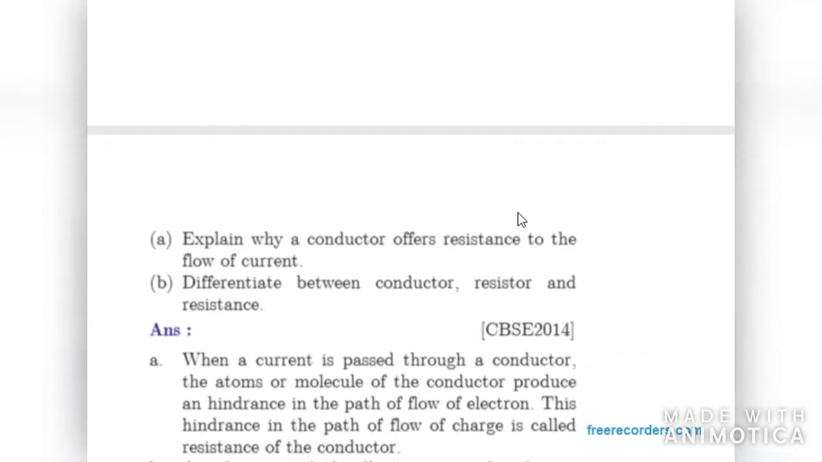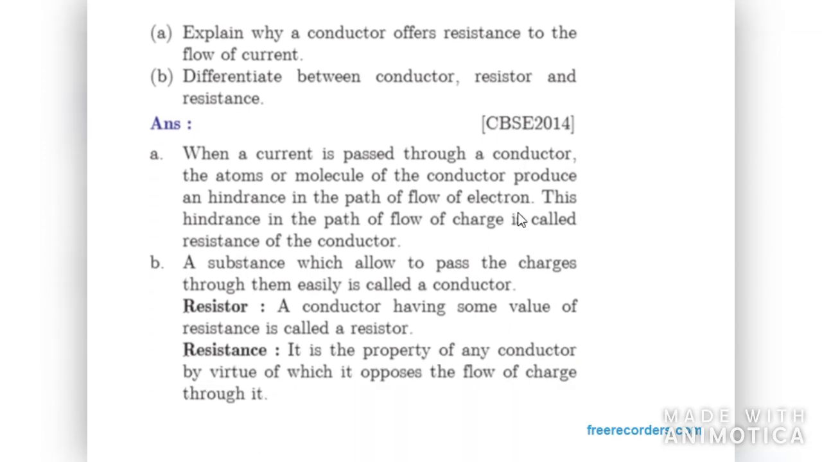Moving on to the next, it says explain why a conductor offers resistance to the flow of current. So a conductor actually has a number of molecules in it. They produce a hindrance in the path of flow of electrons. This hindrance is known as the resistance of the conductor.